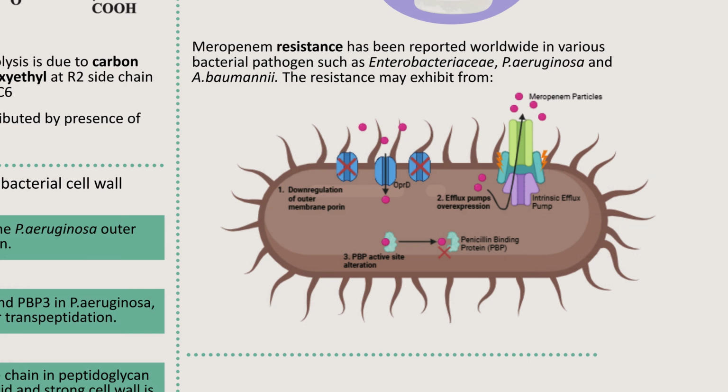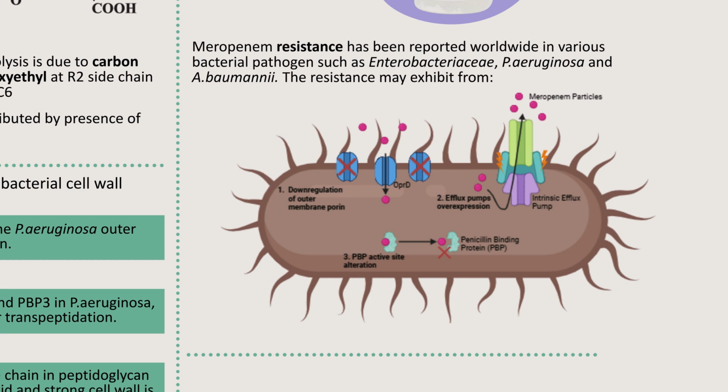Meropenem resistance is increasingly reported in pathogens like Enterobacteriaceae, Pseudomonas aeruginosa, and Acinetobacter baumannii. These bacteria may exhibit resistance toward Meropenem by downregulation of outer membrane porins. For example, in P. aeruginosa, mutations in the OprD gene lead to downregulation of OprD porin channels. This reduces Meropenem uptake, resulting in low-level resistance.